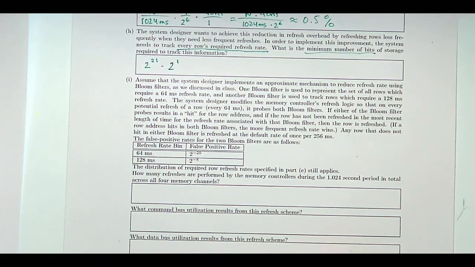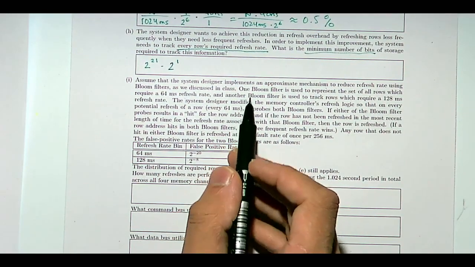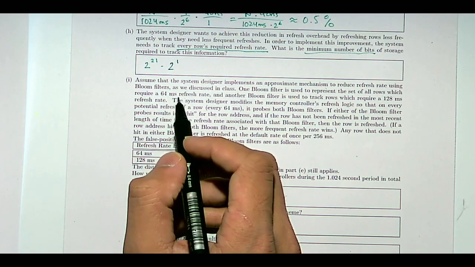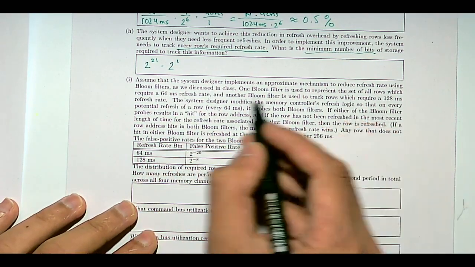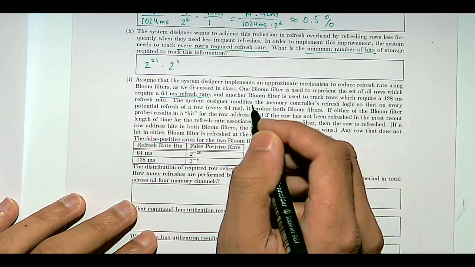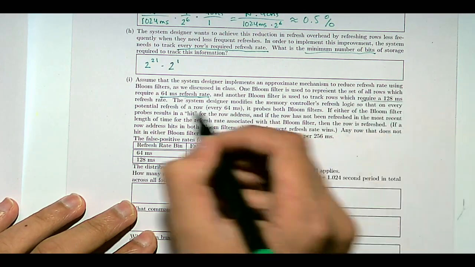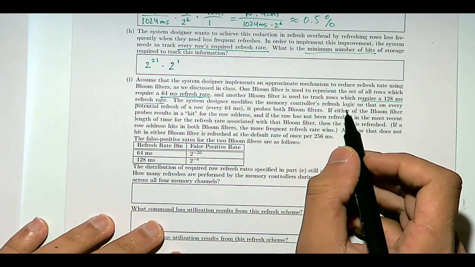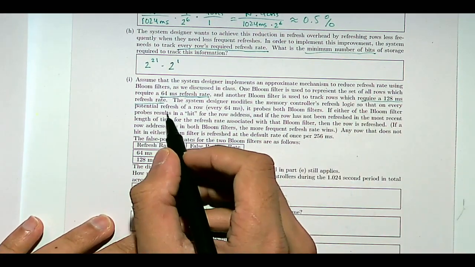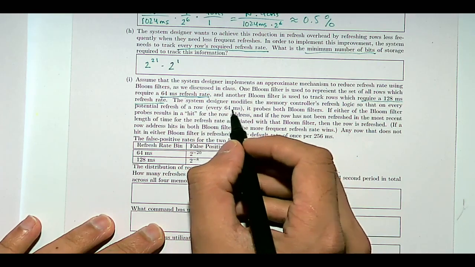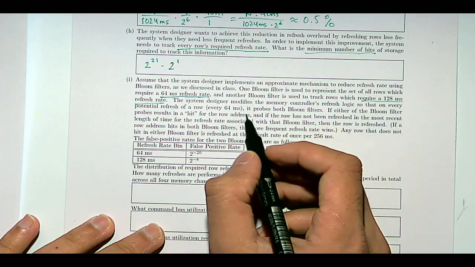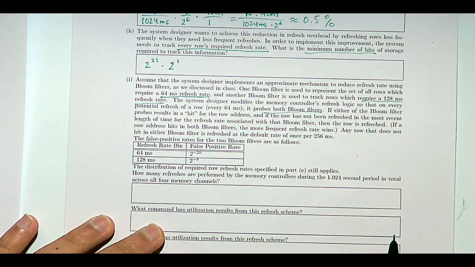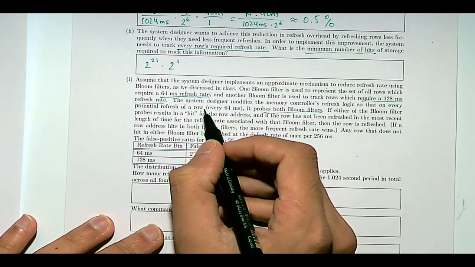So this question asks to assume that the system designer now implements an approximate mechanism to reduce the refresh rate with Bloom filters. One Bloom filter represents all rows with 64 milliseconds, another one for all rows which require 128 milliseconds. So we modify the memory controller's refresh logic. On every potential refresh of a row, say every 64 milliseconds, it probes both Bloom filters, right? So both are probed for every potential refresh of a row.